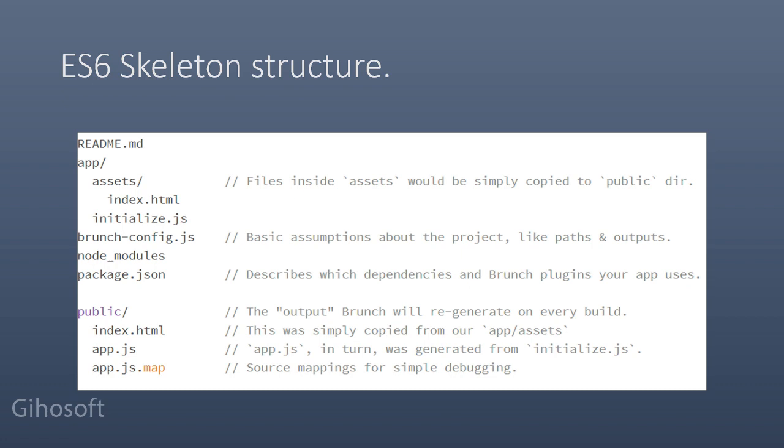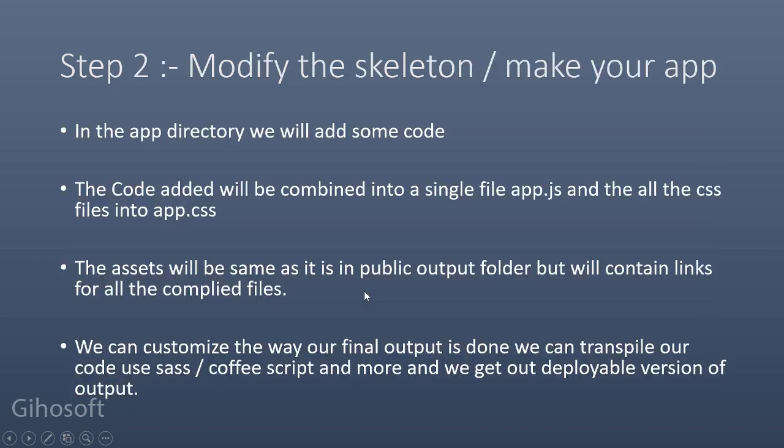We download special plugins for each of them. So we have Brunch Babel, Brunch CoffeeScript, Brunch React, and many more things like that. The public folder is the output folder which will be used. So we'll just write some code.